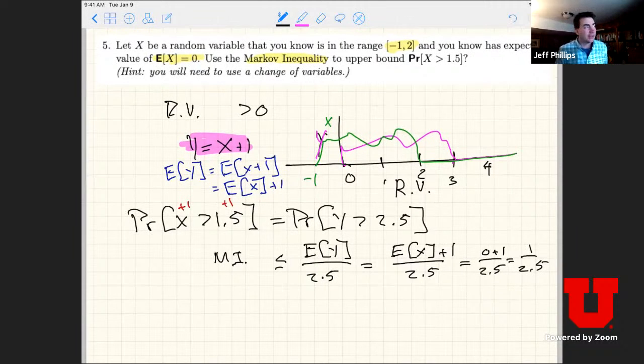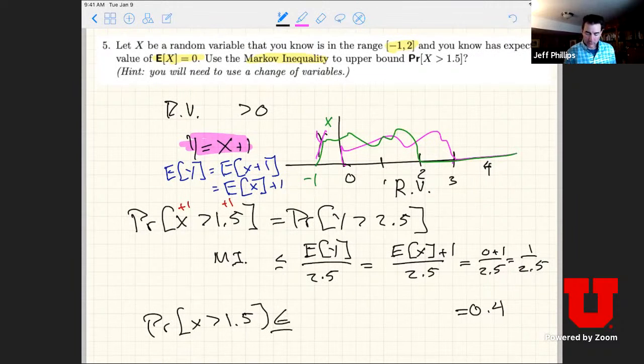1 divided by 2.5 is what, like 0.4? Yeah, so the answer is 0.4. So the probability that x is greater than 1.5 is less than or equal to 0.4. Okay, cool. So there's the Markov inequality, change of variables, and linearity of expectation. These are the important properties here.